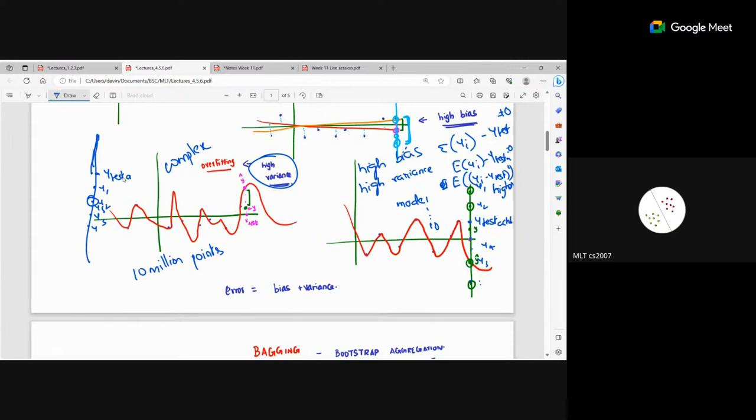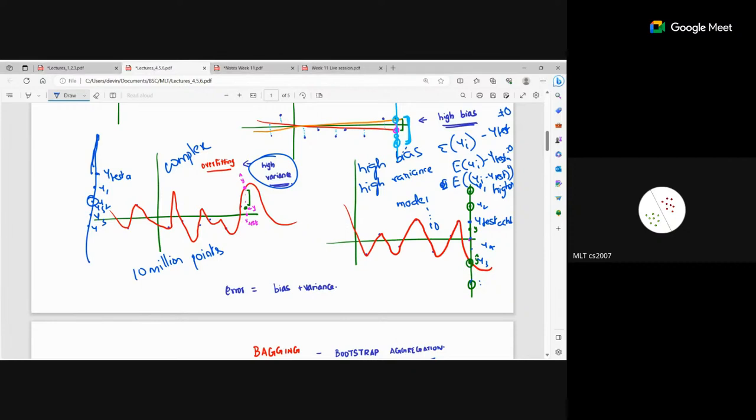In this particular scenario, the expected value is going to be the same. So when you do the expectation of yi, it's going to be equal to y-test, but the variance is going to be high. That is, the fluctuation of the predicted y value is going to be high. Is this clear?